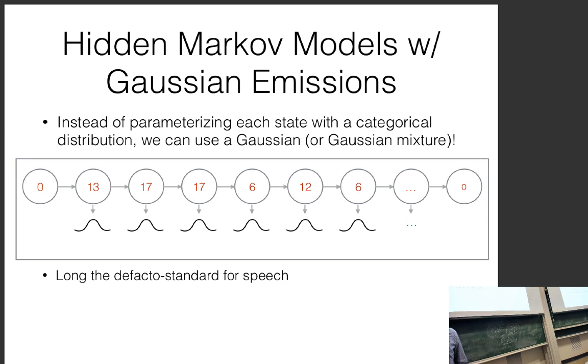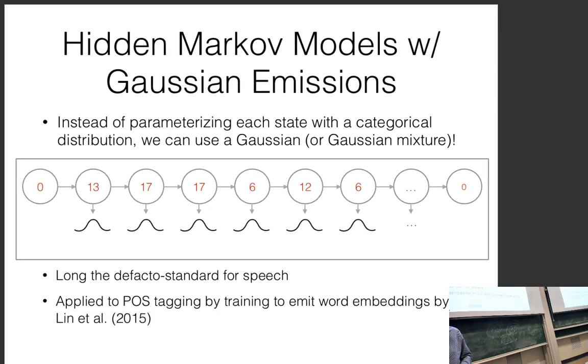These models actually aren't anything new for NLP. They weren't invented by NLP. These were for a long time used as the de facto standard for speech-based models. But the fact that we had word embeddings now allows us to run them on NLP tasks as well, where we assume that similarity in word embedding space has something to do with part-of-speech tags. Specifically, this was applied to part-of-speech tagging by training to emit word embeddings by Lin et al., and this gave pretty robust improvements over the old methods.